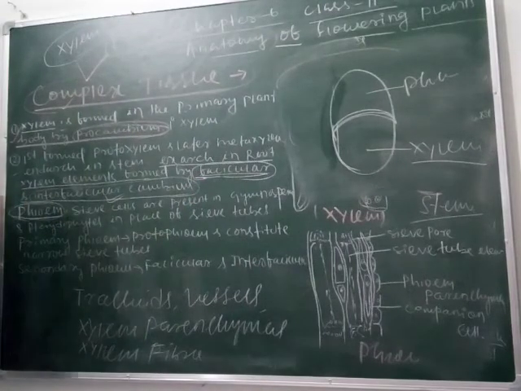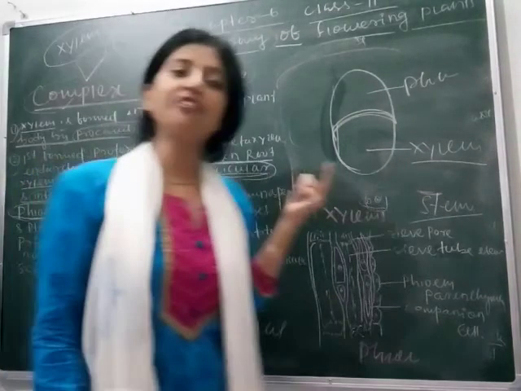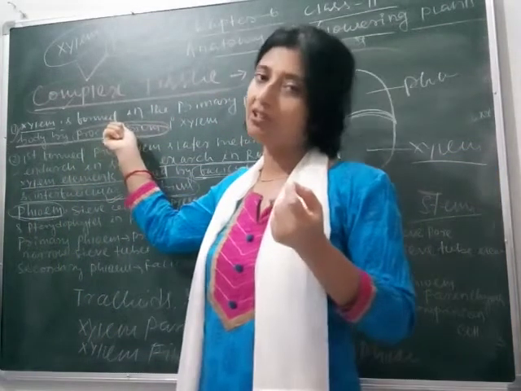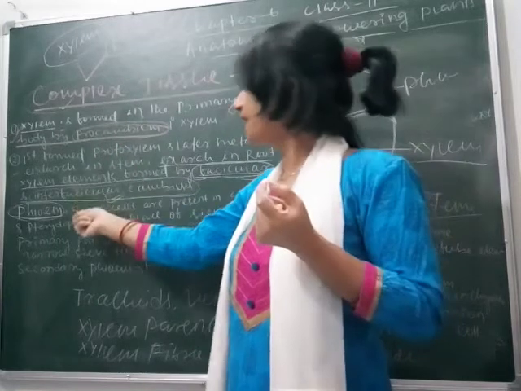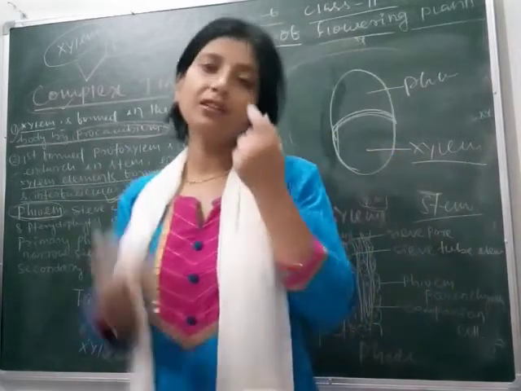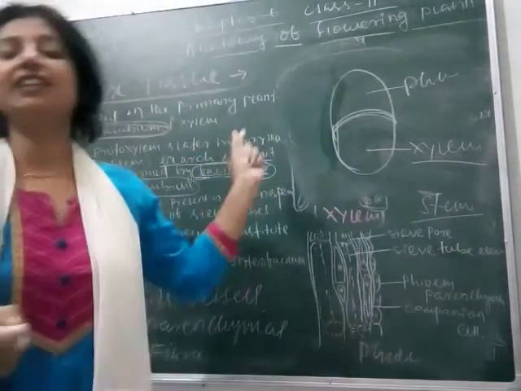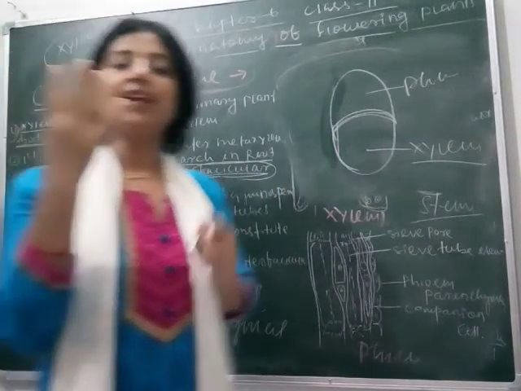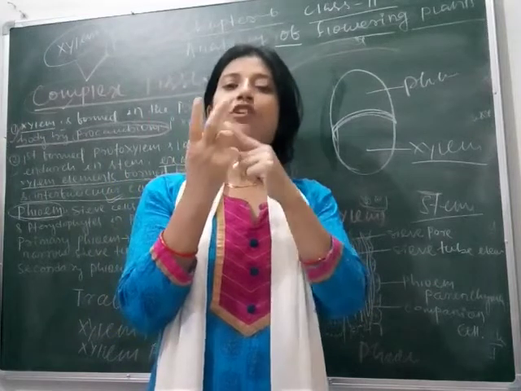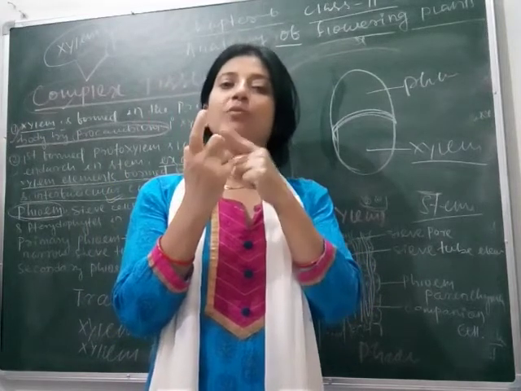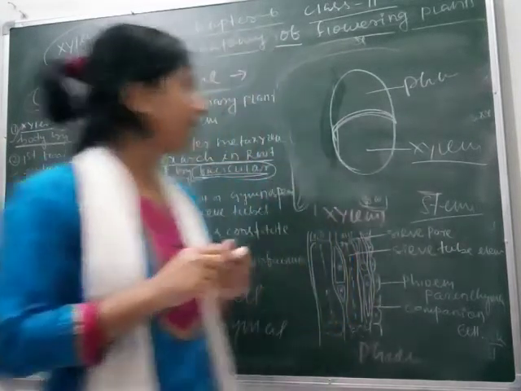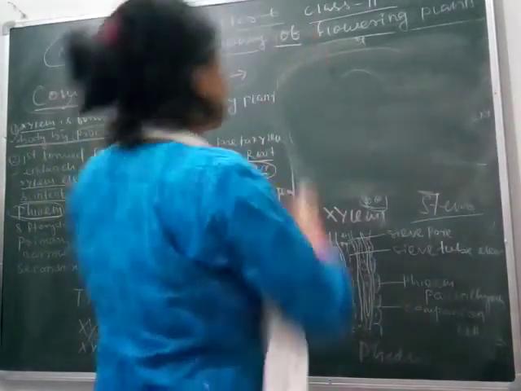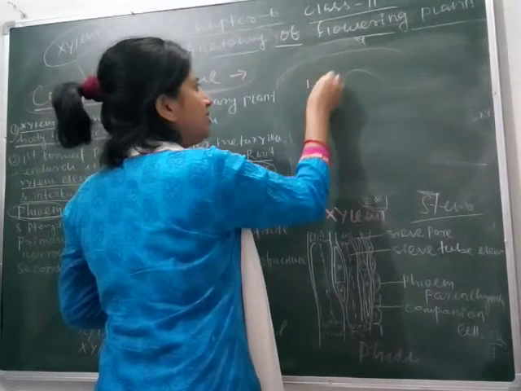Phloem also does the function of conduction, means conduction of food. Here xylem helps in the conduction of water and minerals, and here phloem helps in the conduction of food. Again, like xylem, phloem has also 4 elements: one is your sieve tube, then your companion cells, then your phloem parenchyma and phloem fiber. I will write this. Phloem have 4 elements.